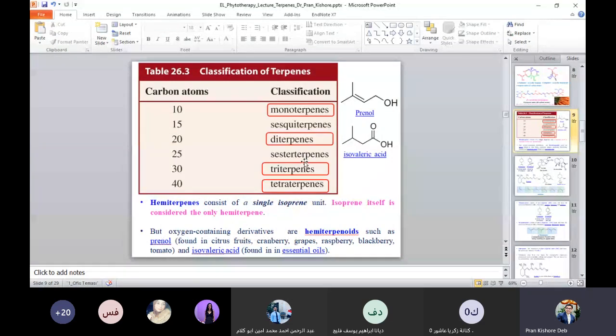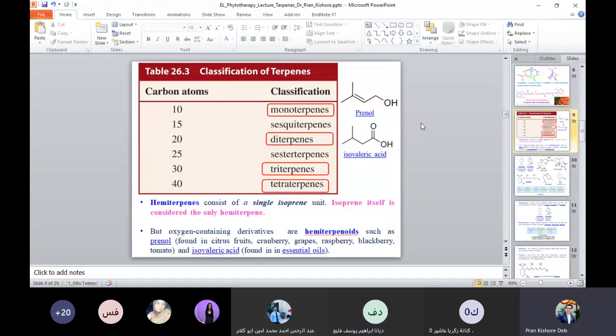sesquiterpene. And when it is 25 carbon, we call it sesterterpene. So see, these two names are very similar, isn't it? Sesquiterpene and sesterterpene. It is difficult to remember, isn't it? Are you getting me, all of you? How do you remember which one is 15 carbon and which one is 25 carbon?